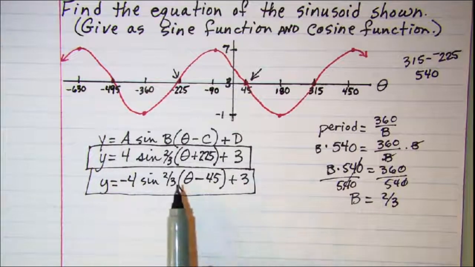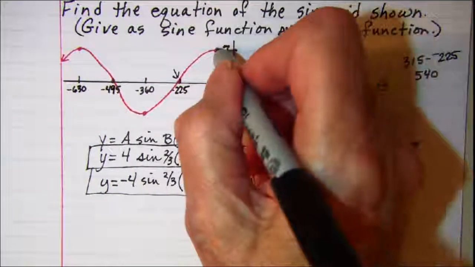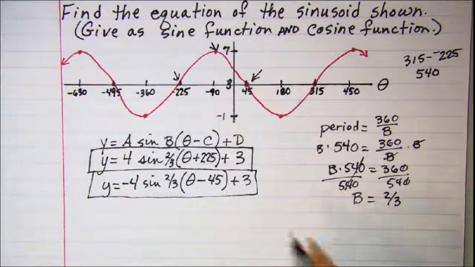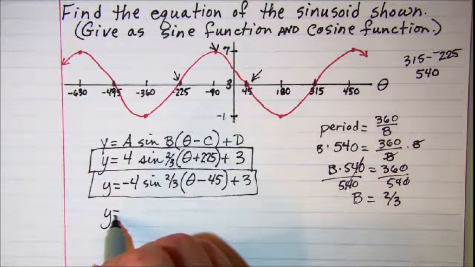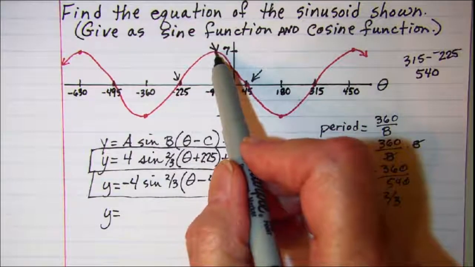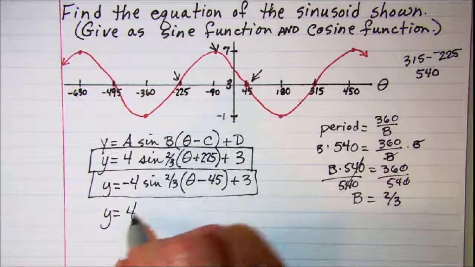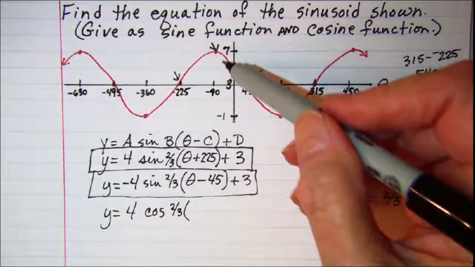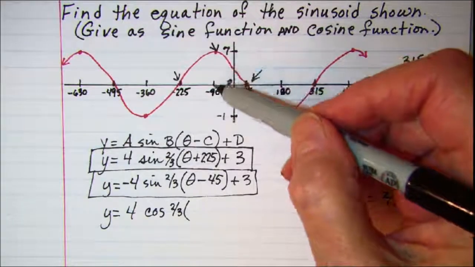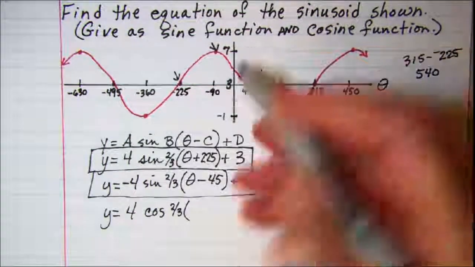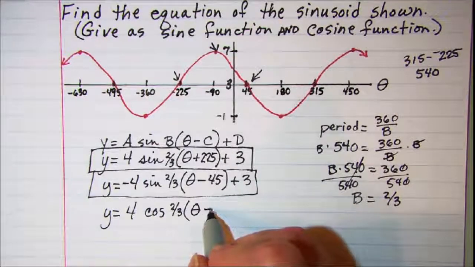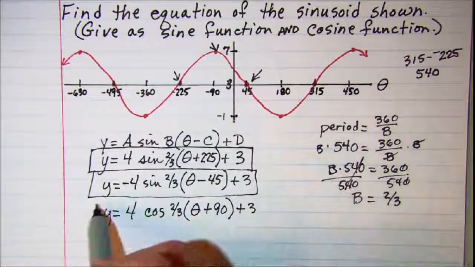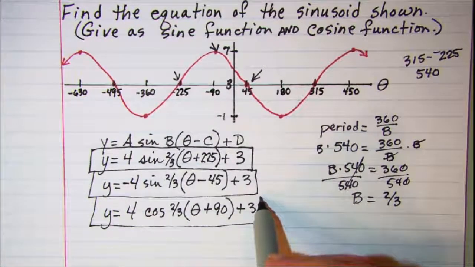Now if I want to do a cosine equation, this is my starting point that's closest to the y-axis. Let's go ahead and everything would stay the same. I'd have a positive a value, and then cosine 2/3. My angle that represents the phase shift, since it's -90 here, I would have to have theta plus 90, and then everything else is the same. So this is my cosine equation.